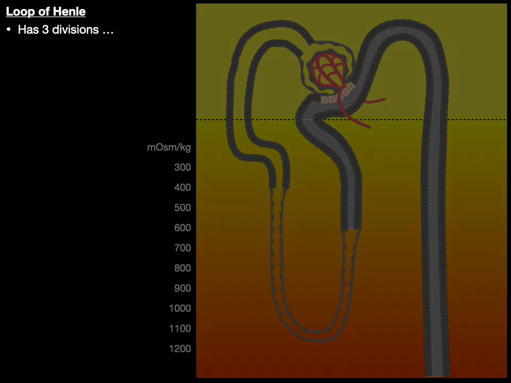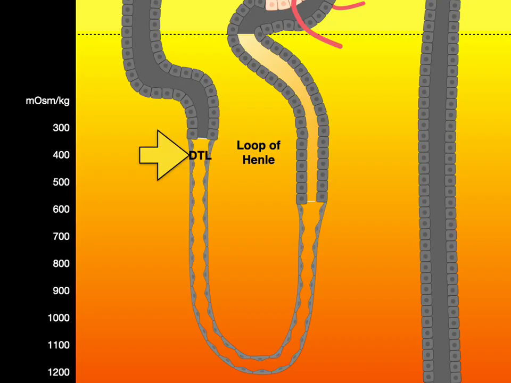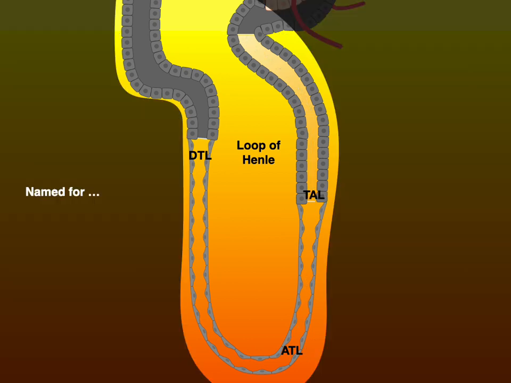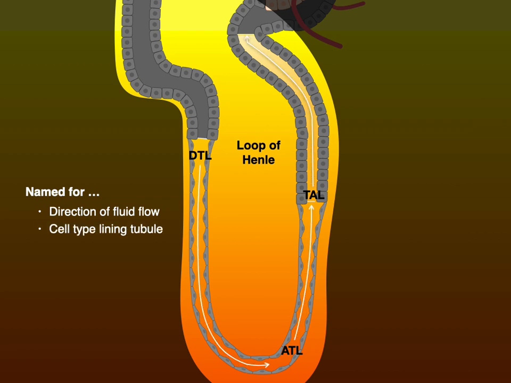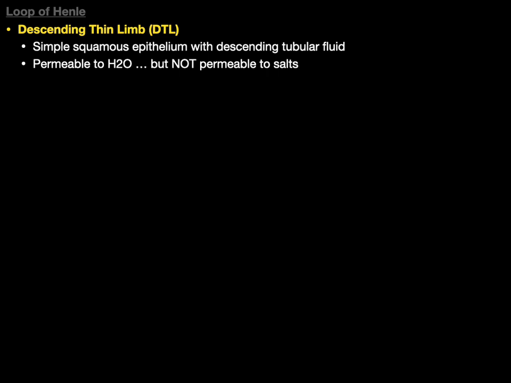The loop of Henle has the following three divisions. We have the descending thin limb, the ascending thin limb, and the thick ascending limb. And these three parts of the loop of Henle are named for the direction of fluid flow, descending or ascending, as well as for the cell type lining the tubule. Simple squamous epithelium we call thin. Simple cuboidal epithelium we call thick. So the descending thin limb is comprised of simple squamous epithelium with descending tubular fluid.